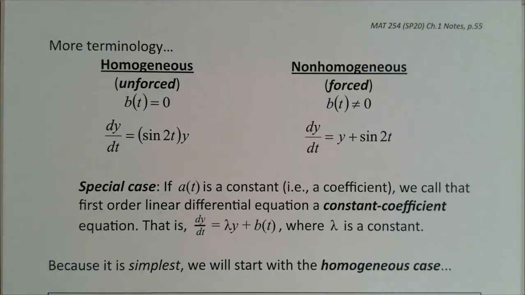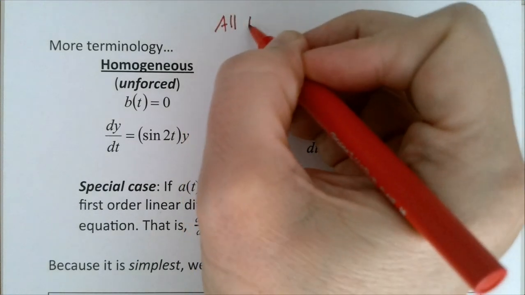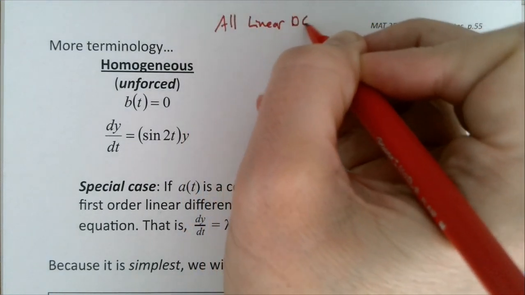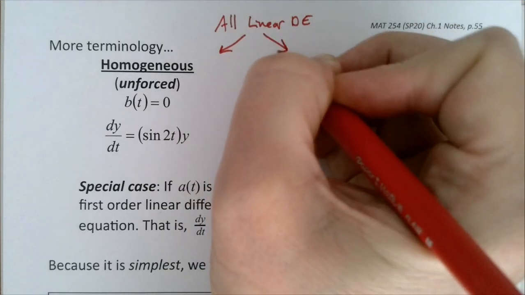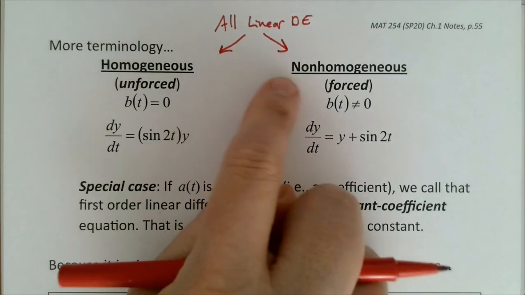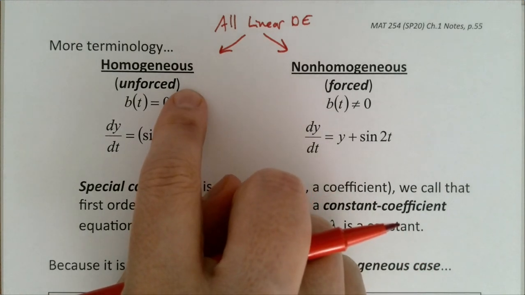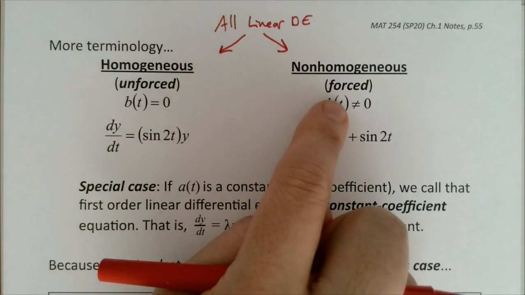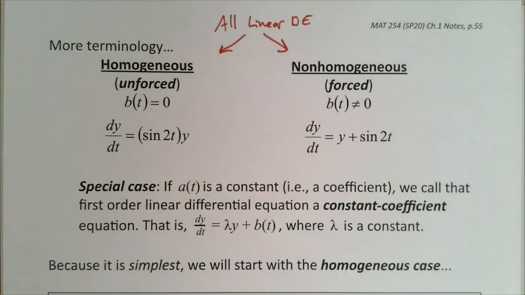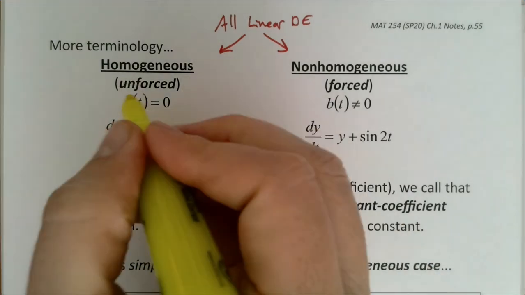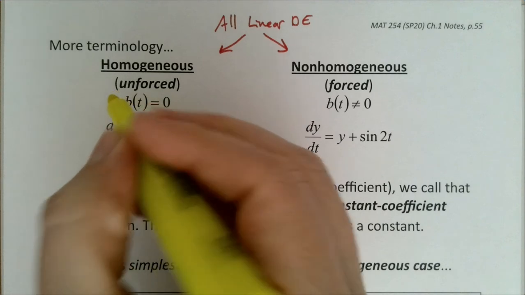So you can think of all linear differential equations as breaking down into either what's called homogeneous or non-homogeneous. And there's another word for each one of these. Sometimes these are referred to as unforced for homogeneous or forced for non-homogeneous. And that's going to make more sense later on in chapter 2 and chapter 3 once we get into a little bit more applications of these things. But notice the defining feature of a homogeneous differential equation is that the b of t, that second term, is equal to 0.